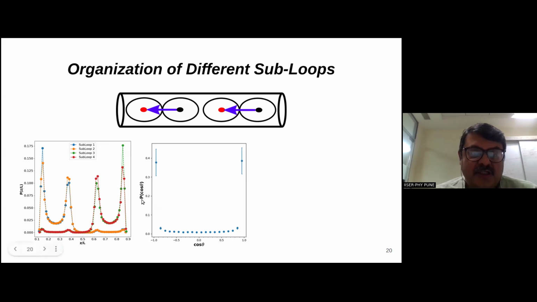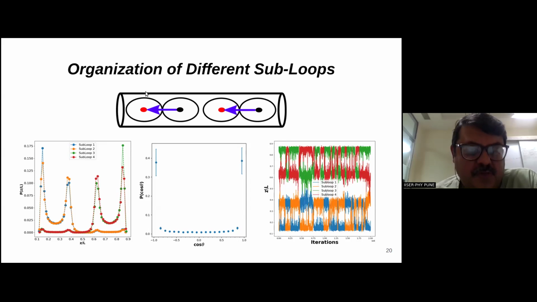Then plot what are the cos thetas you are getting. What you see is you're getting a peak at -1 and a peak close to 1, which means these two vectors either point parallel to each other or anti-parallel to each other. They also have other angles, but the probability is less, which again is an indirect proof that these loops stay well segregated along the length of the cylinder.